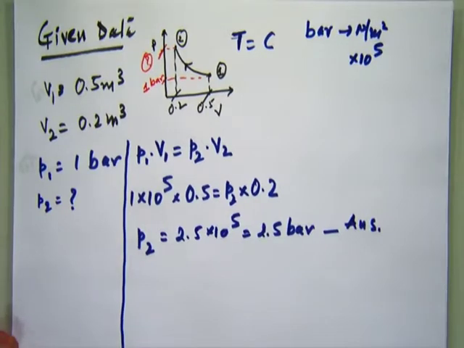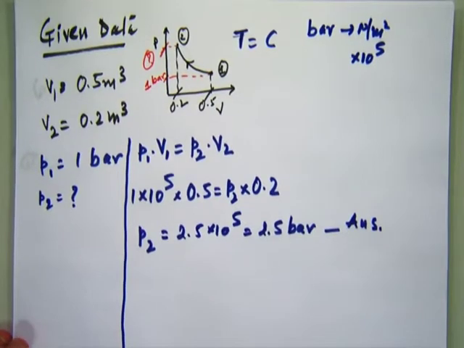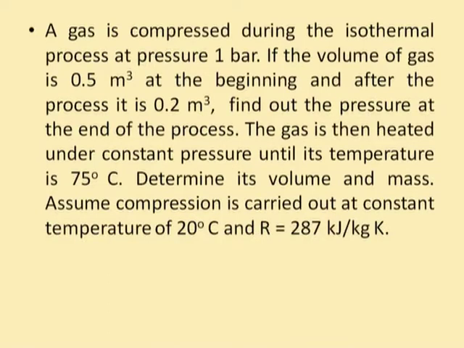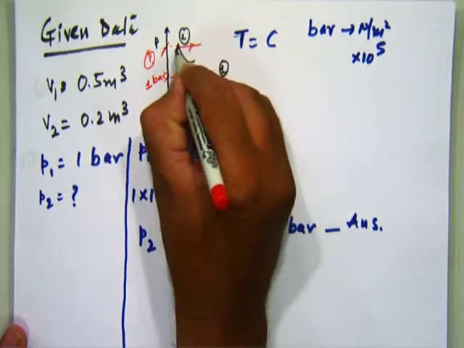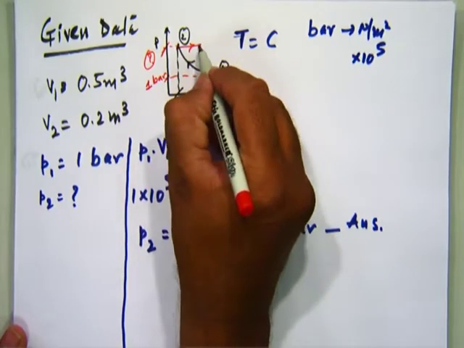At the end of the process, the pressure is 2.5 bar. Then the gas is heated under constant pressure until its temperature is 75 degrees centigrade. From here, it is a constant pressure process.